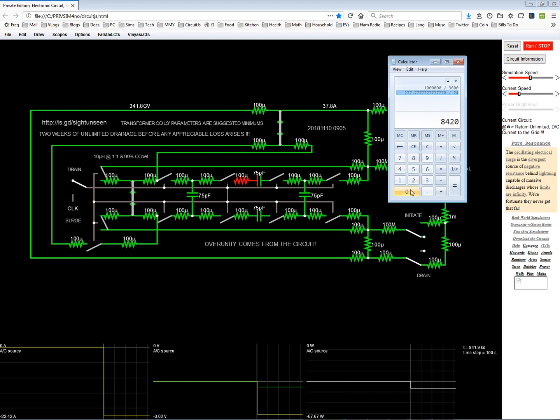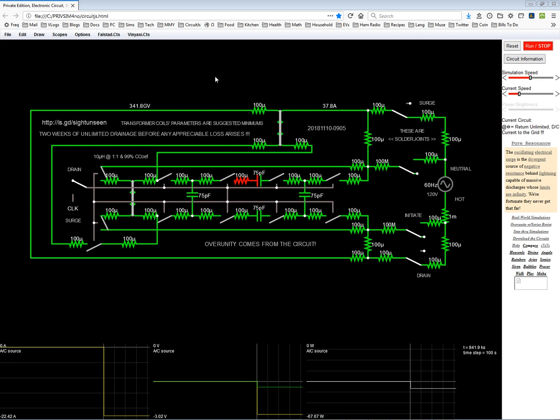842 kiloseconds divided by 3,600 seconds per hour is 234 hours. Divided by 24 hours in the day, that's just under 10 days. So I said 2 weeks, but it's really a week and a half. So it takes a week and a half for any appreciable loss to arise. A week and a half for a 1% drop in amperage.